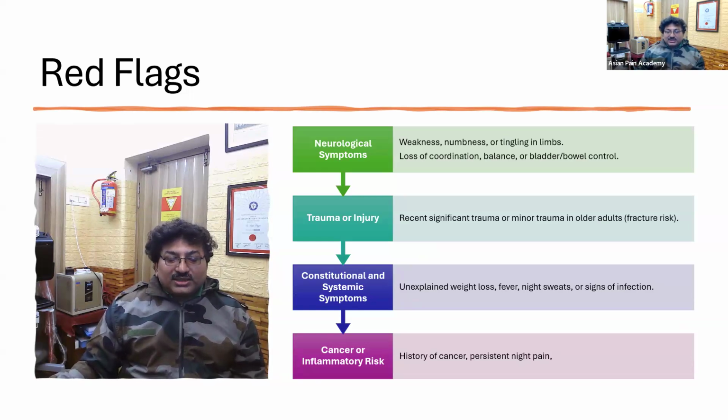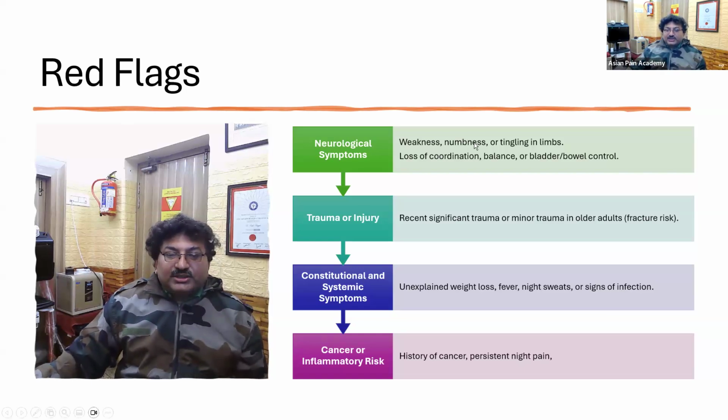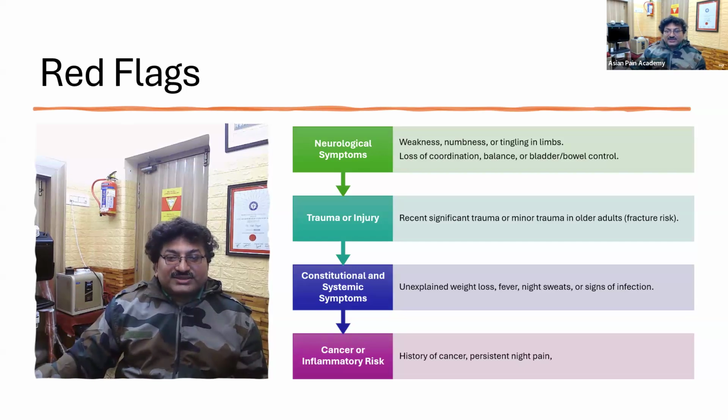Next, coming to recent significant trauma, and minor trauma in old patients as well. So these are also red flags. In those cases, you cannot wait. You have to go for urgent management. Next comes the constitutional and systemic symptoms. For example, unexpected weight loss, which could be a feature of an inflammatory disorder or it could be a feature of malignancy.